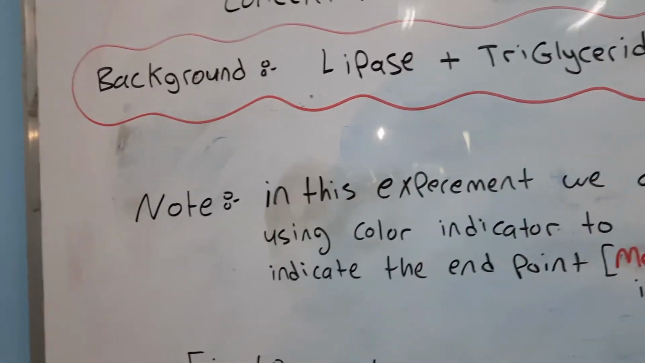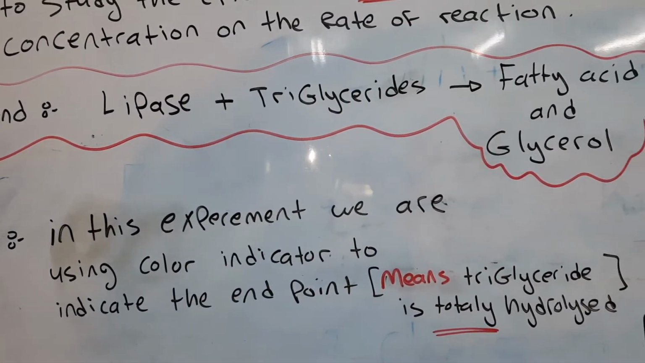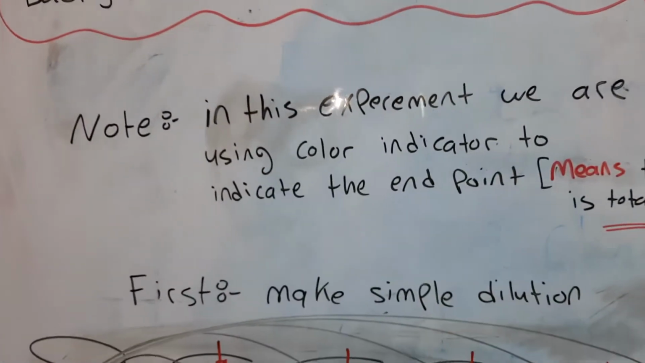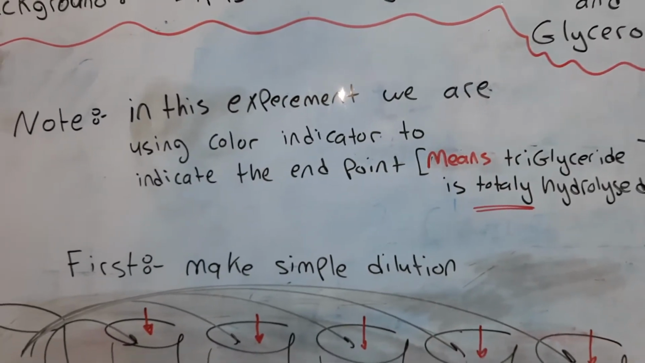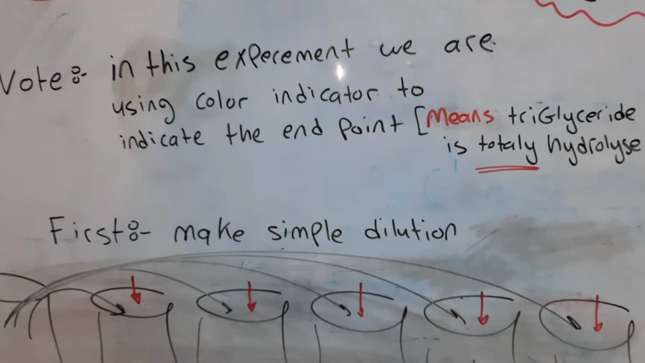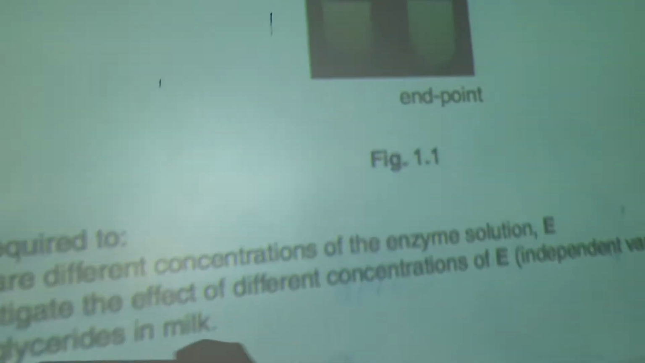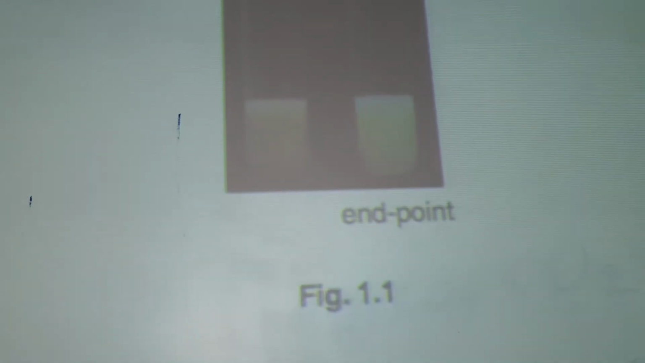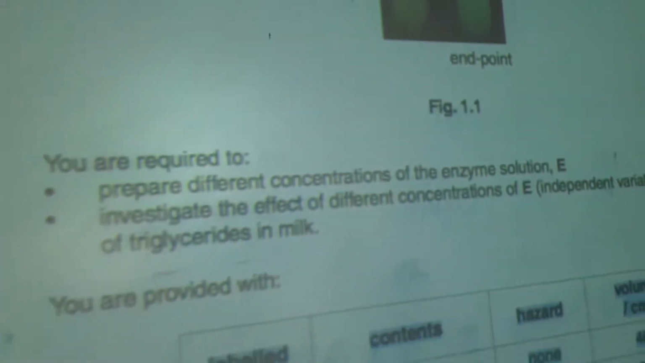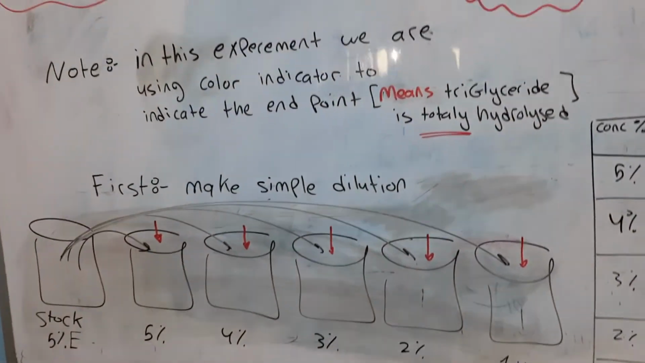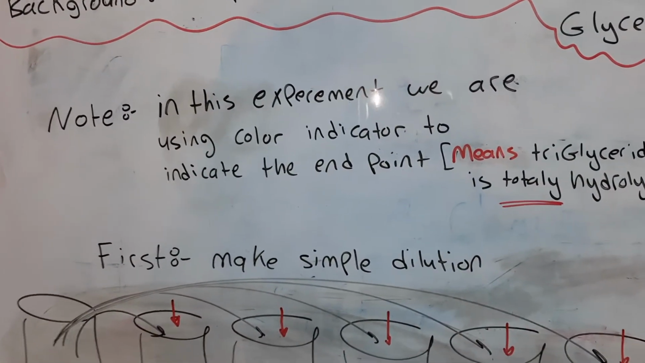Now the substrate for lipase, as you can see, is triglyceride, and triglyceride gets broken down into fatty acid and glycerol. As a piece of information, in this experiment we are going to use a color indicator to indicate the end point for this reaction. The end point, as it shows in the question paper, is as follows. We have orange and yellow color. The orange one is the original color before the reaction starts, and once it reaches the yellow color, that means the reaction has ended.